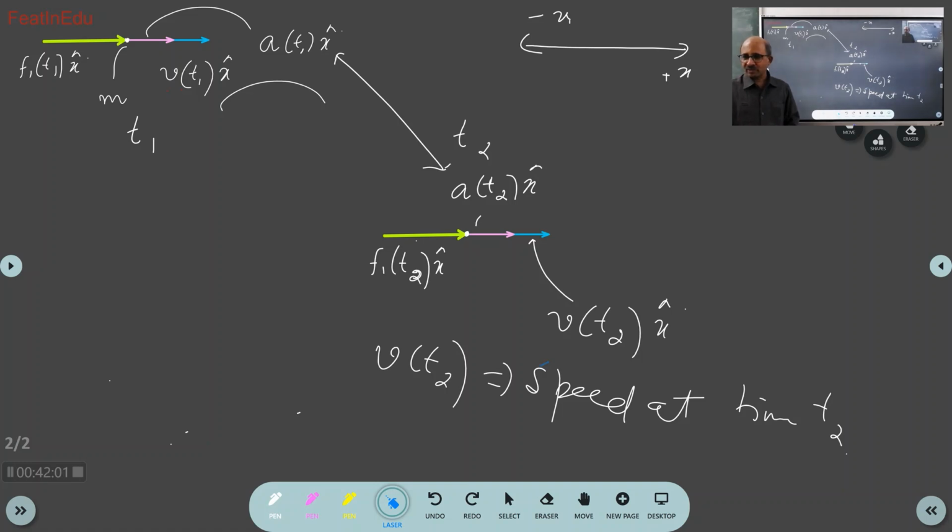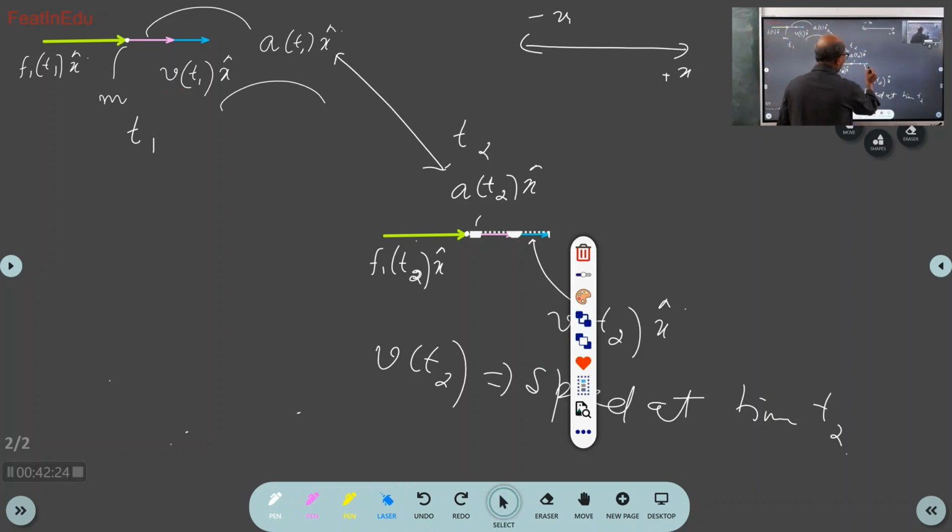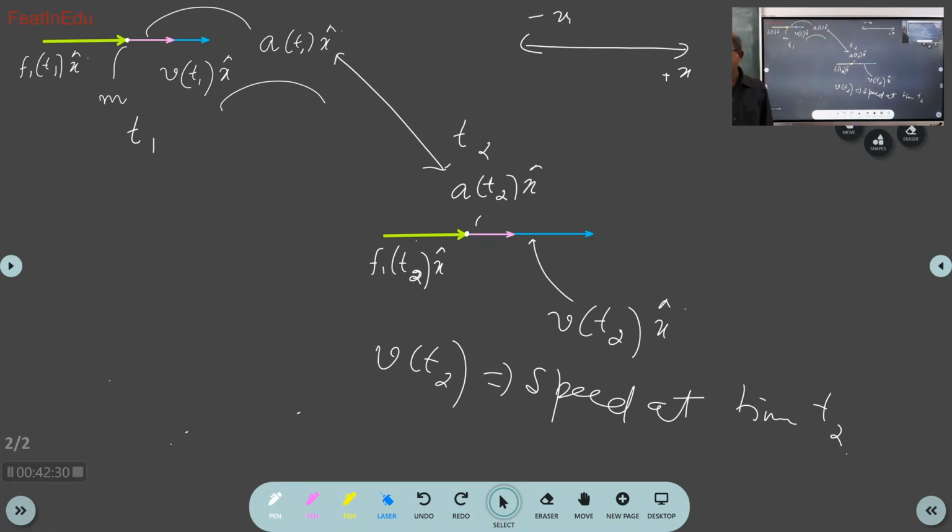Speed at time t2 is more than speed at time t1. What is the mathematical notation? Sir, the velocity vector length should be more. No, the velocity vector length is more, that is done in the diagram. In the diagram I have done that. Okay, for your sake I will do it. Happy? Yes, velocity vector is more. Okay, done. But mathematically, what should I write?